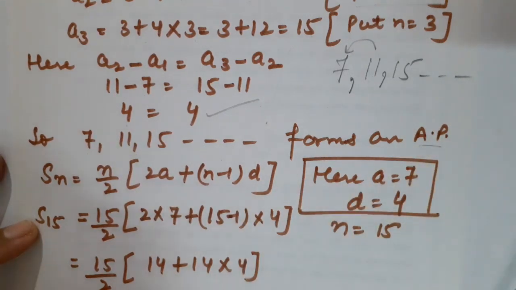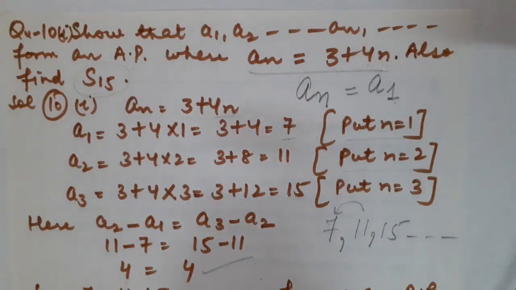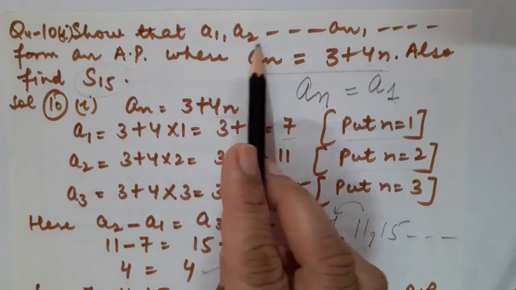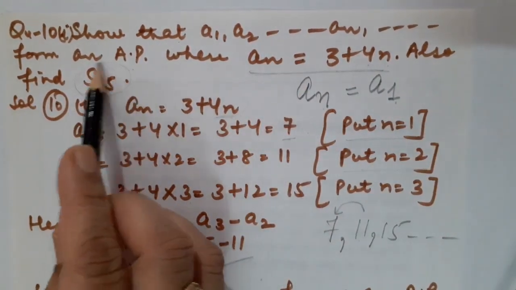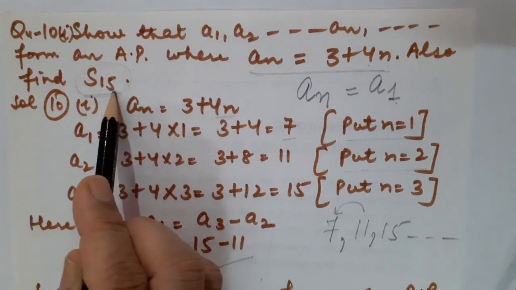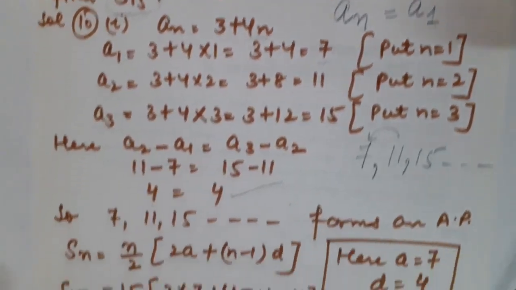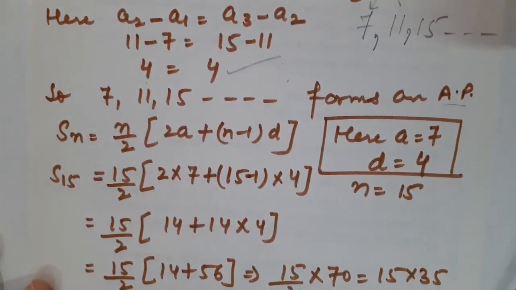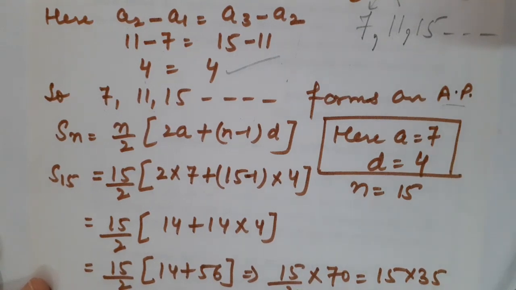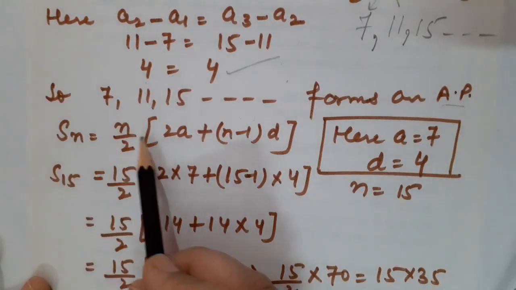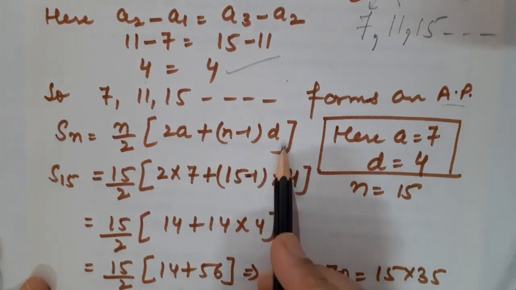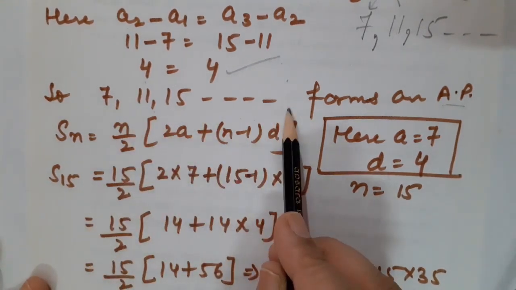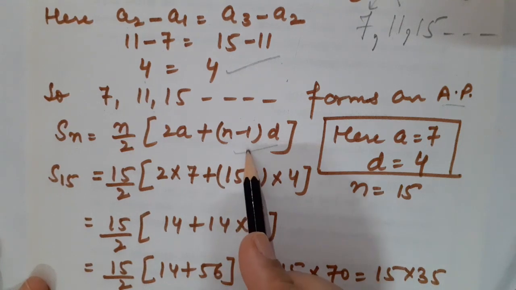What else is asked in the question? After showing that A1, A2, AN and so on form an AP, what else do we have to calculate, children? We will have to calculate the sum of the first 15 terms of the AP. So children, you know the formula very well. How to calculate Sn? That is n by 2 into 2a plus n minus 1 into d. Correct? Here you have the AP given. So definitely this formula will suit us.